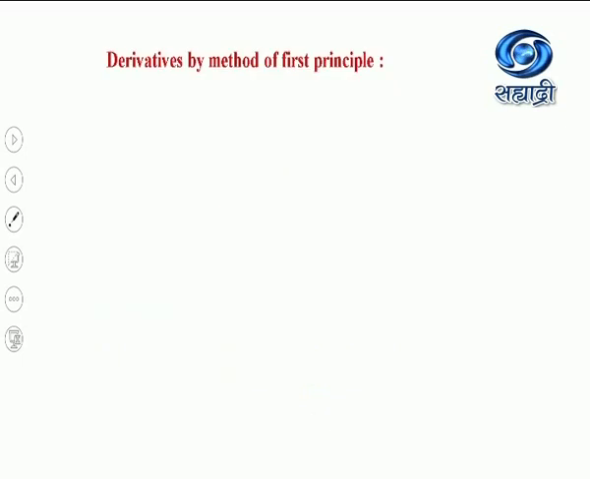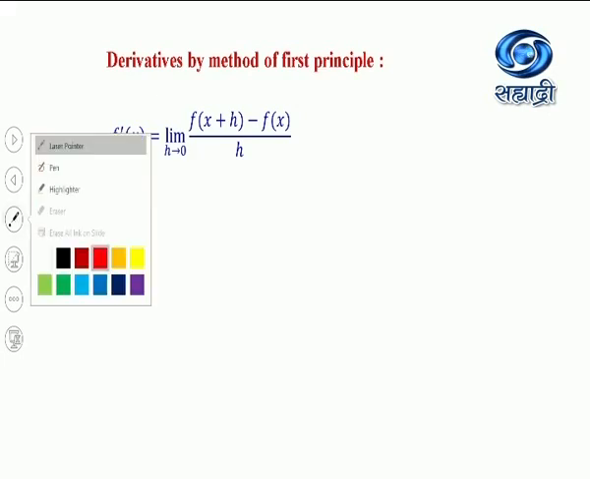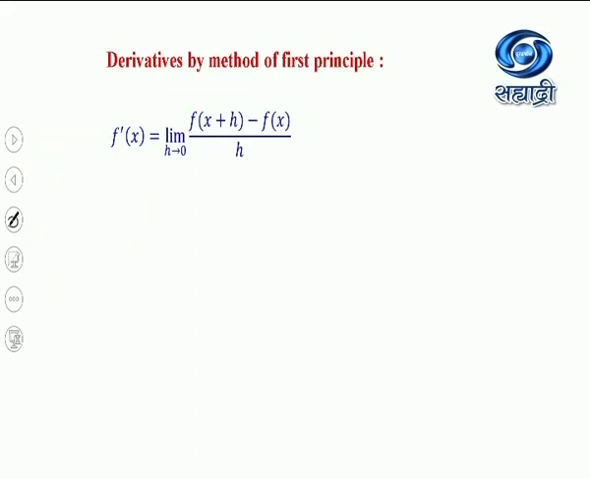Now, derivatives by method of first principle. We know f dash x equals limit h tends to 0 of f of x plus h minus f of x upon h. Now, this is the formula for derivatives from first principle. Now we consider a simple example.